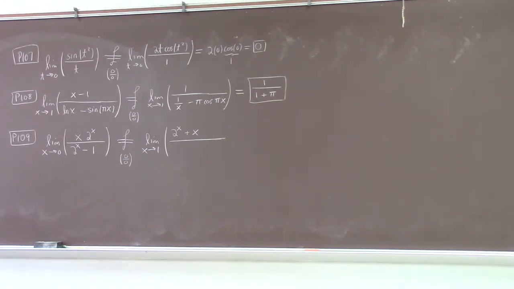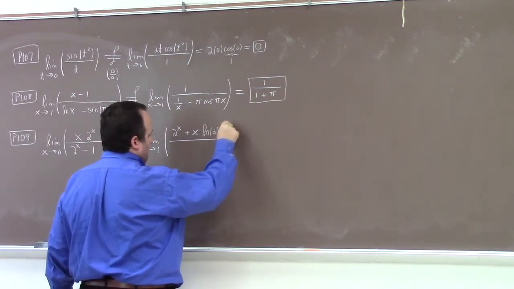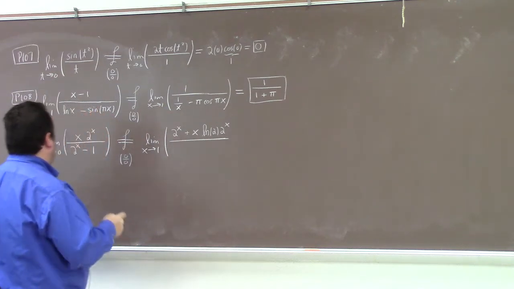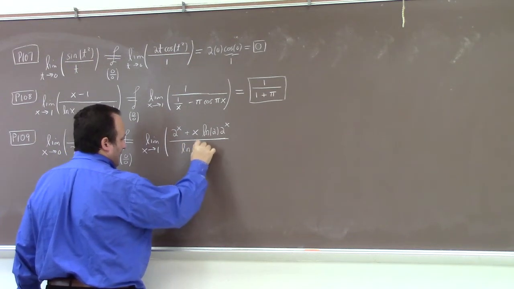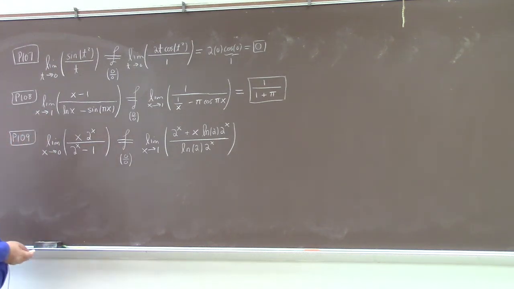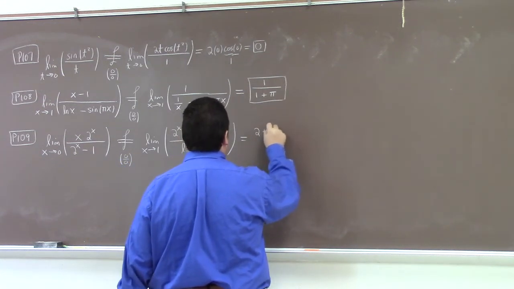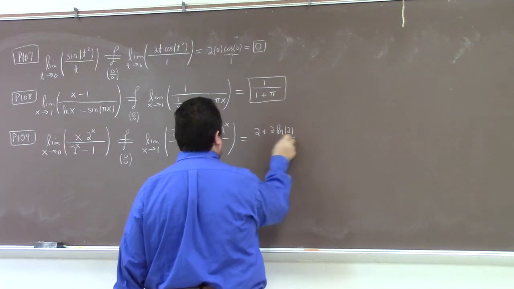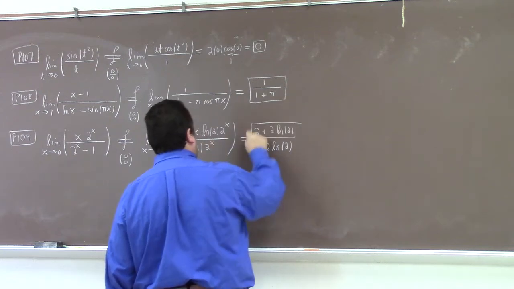Right, so we do x times what? Natural log of 2 times 2 to the x, yeah? And how about the denominator? We've got natural log of 2, right? Times 2 to the x. Now the question is, are we done? Can we plug in 1 into that? Is it defined? I think so, actually. So we plug in 1, and we get 2 plus 2 log 2 divided by 2 log 2, which is just a number.